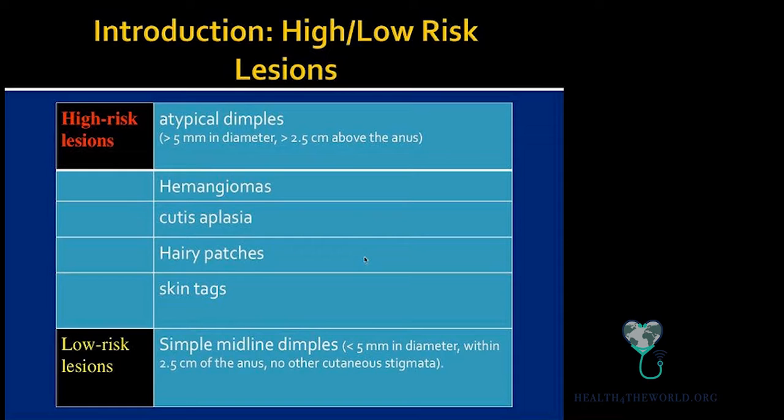Also, angiomas or cutis aplasia, absence of the skin over that area. Any hairy patches or skin tags are things to have concern for. Things at low risk are just benign dimples, again, less than 5 millimeters in diameter or within 2.5 centimeters of the anus. Those are meant to have low risk, or ones without any skin findings.